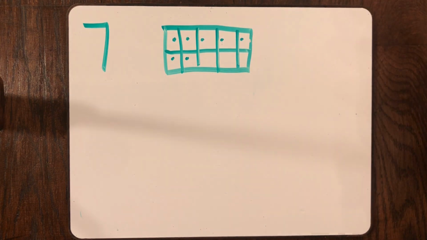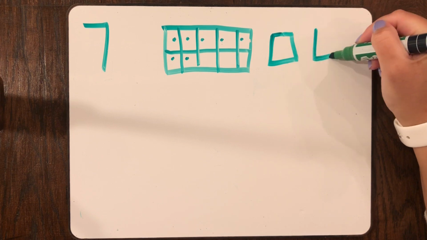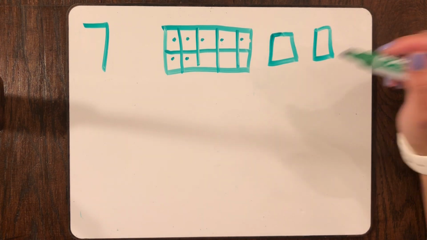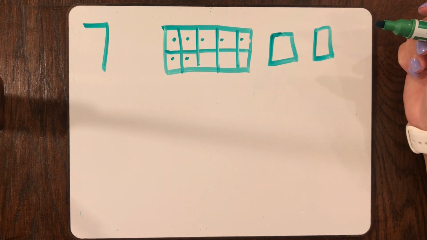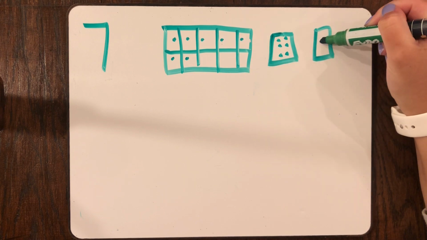Good, you're right. Instead, I'm going to have to use more than 1 dice. So I'm going to, nice and neat, draw 2 dice. And I know, what's one way I could show 7? What's one way I could fill in my dice to show 7? You're right, I could do 6 and 1.